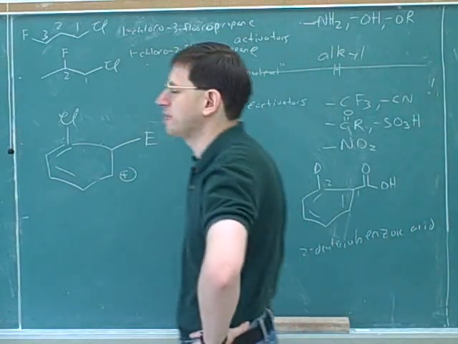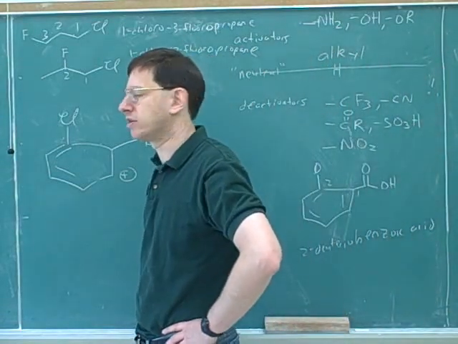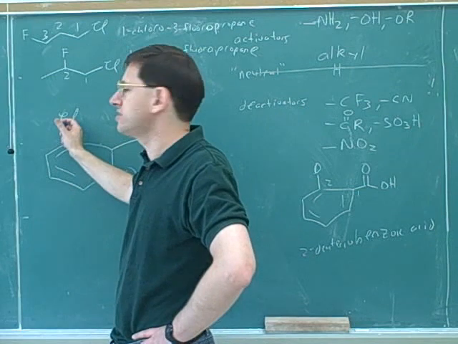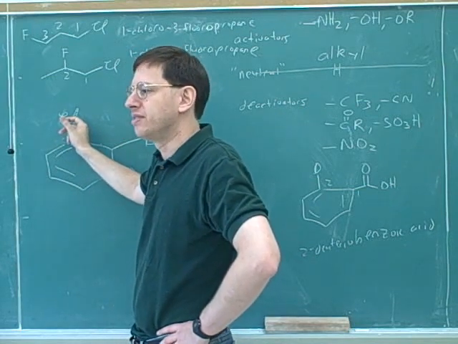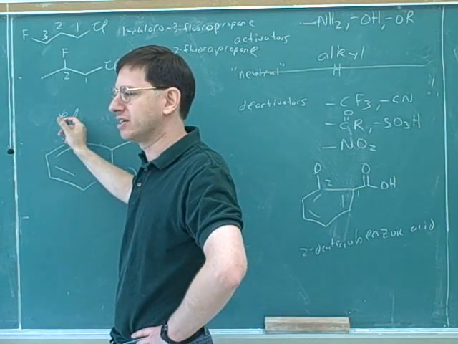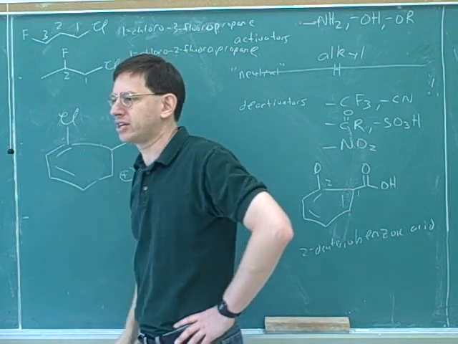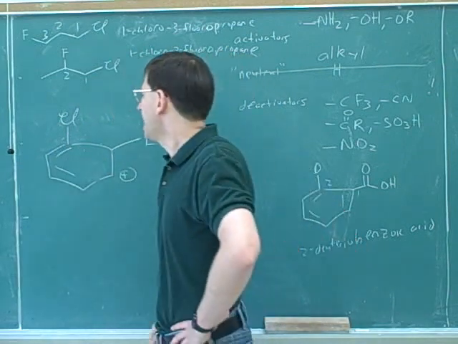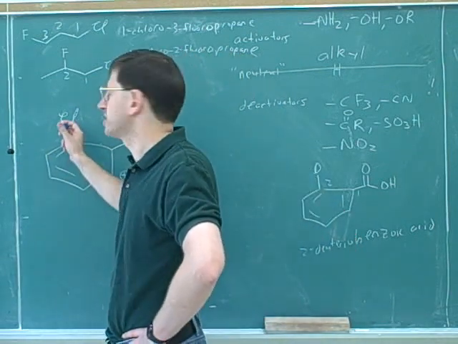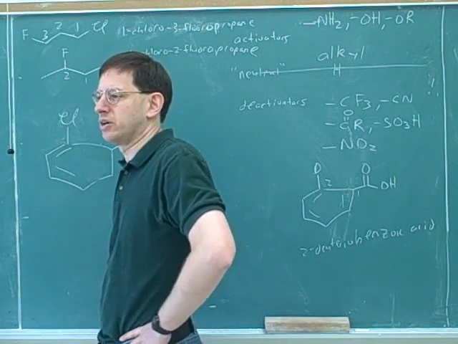Now the halogens just have to be learned separately. The halogens are basically their own category. The halogens have two conflicting effects. They are electron donating by resonance, and they're electron withdrawing by induction. For one thing, we're usually not going to talk too much about fluorine. Fluorine doesn't come up too much in orgo.